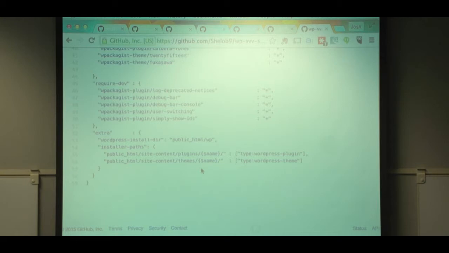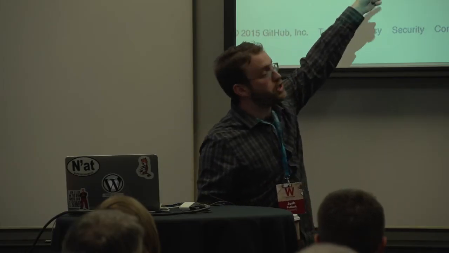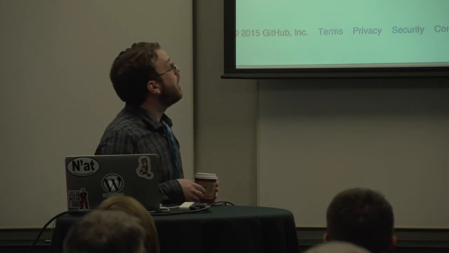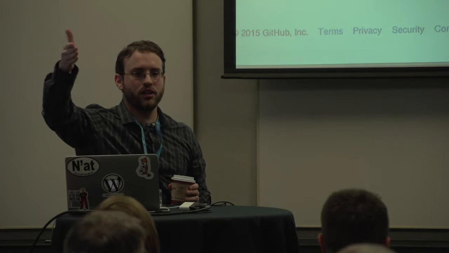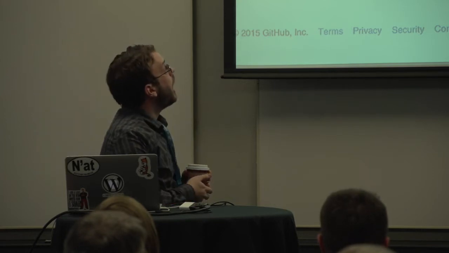So we can say where does it go? In this case, public_html/wp. Wherever you want WordPress to go, put it there. And this is relative to wherever composer.json sits. So public_html is a subfolder of this directory, /wp. That's where I want it.